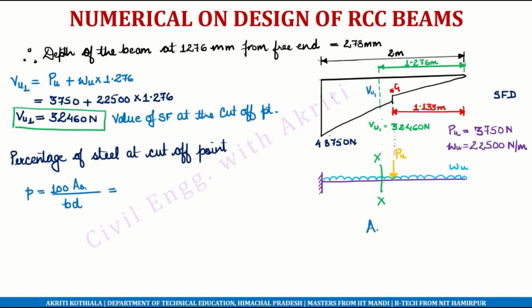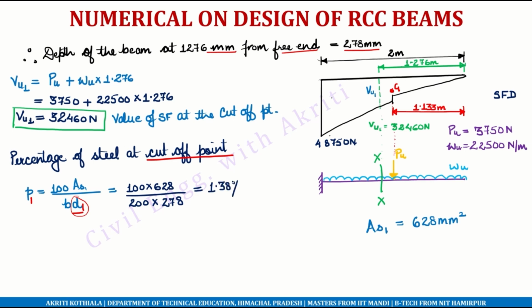If you remember in the previous calculations, we had calculated this value to be equal to 628 millimeters square corresponding to 2 20 diameter bars. Now while substituting the values, we have to keep in mind that the d here, because we are calculating the percentage of steel at the cutoff point, should be corresponding to the cutoff point which we have calculated above in the previous slide. So this value is equal to 278 mm. Here this is important to note, this calculates to be equal to 1.38%.